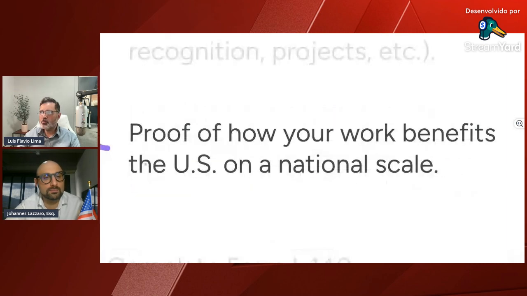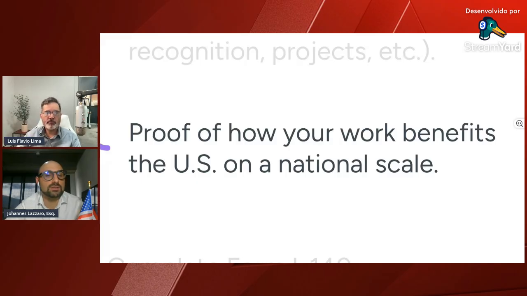Yeah, and this step here, proof of how your work benefits the US on a national scale. That's a very important step also, because we need to make sure his project or their project are looking to give us a national benefit, right? And on a national scale, which is very important also. Not every project can do that. We need to be very careful to analyze if the project which the candidate has this potential, right?